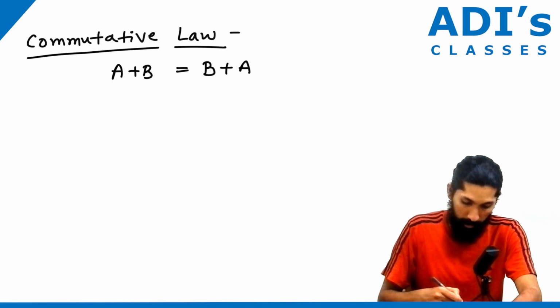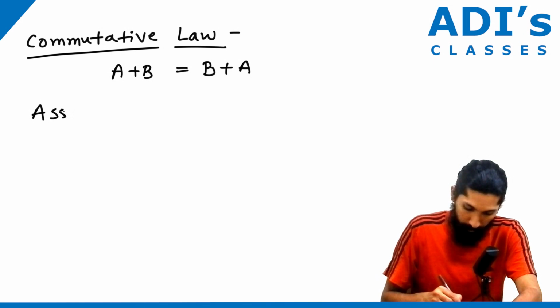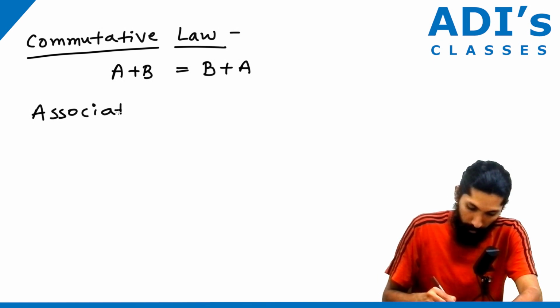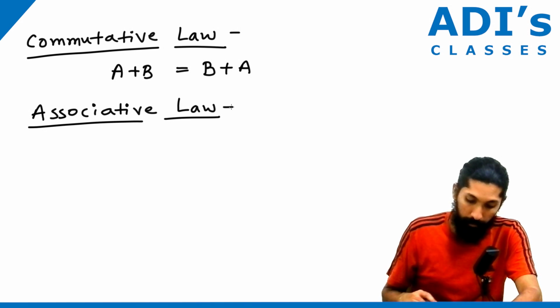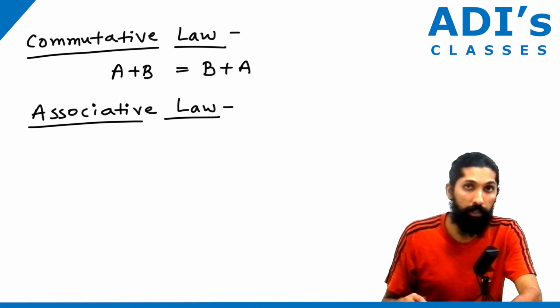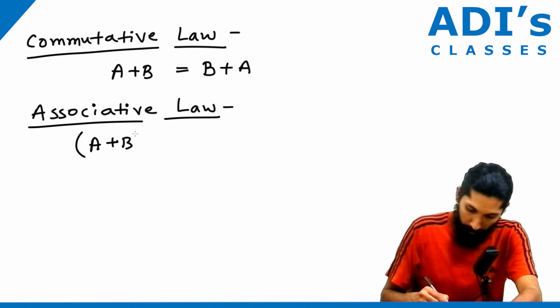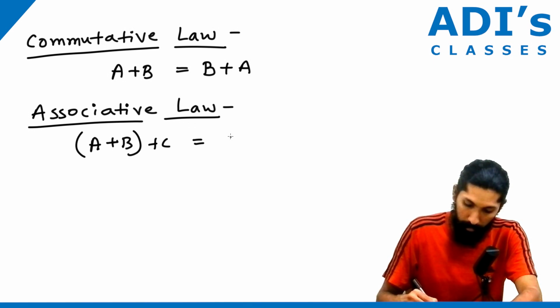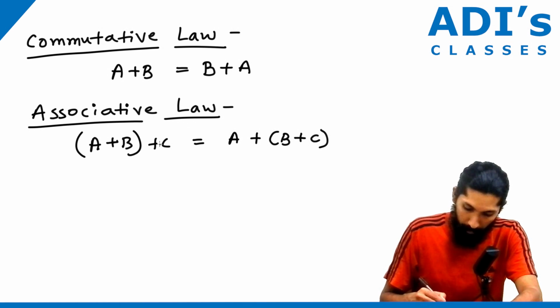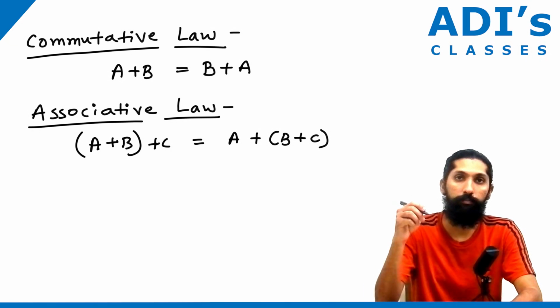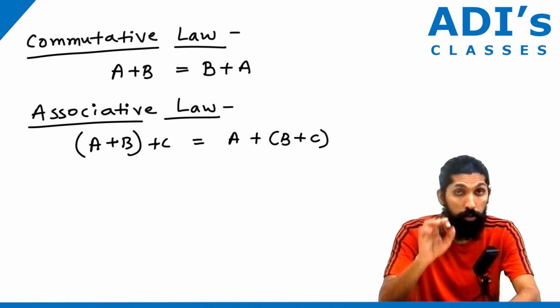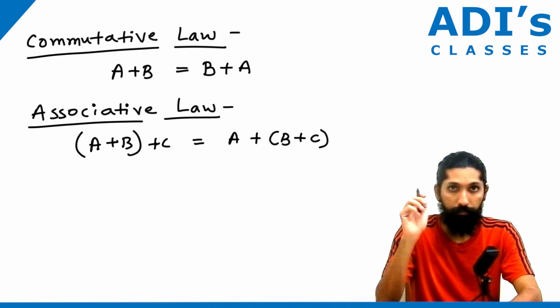The next law is the associative law. Here you are going to have three matrices, correct? A, B and C. So what we say is (A plus B) plus C is equal to A plus (B plus C). This is basically the associative law. This is also true for matrix addition.